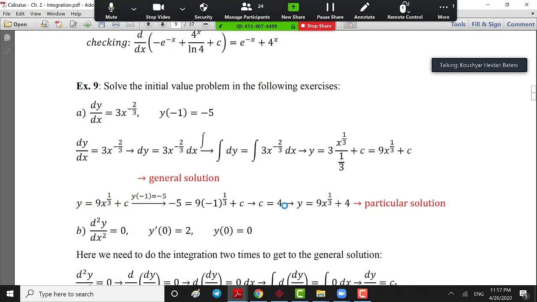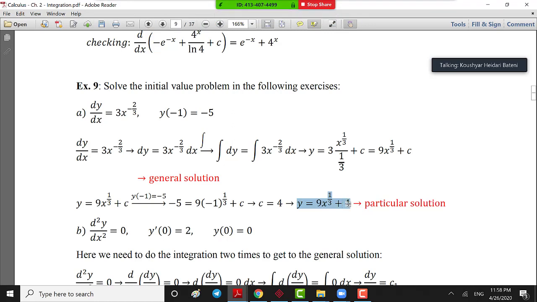And we can say that our particular solution, in which we no longer have an undetermined constant, is this 9 times cubic root of x plus 4. Questions?